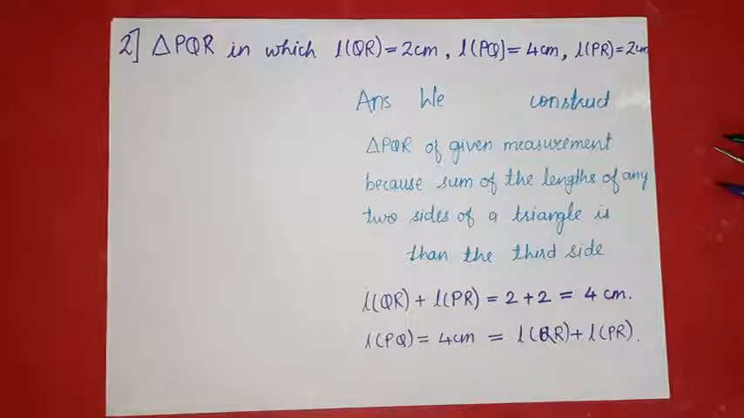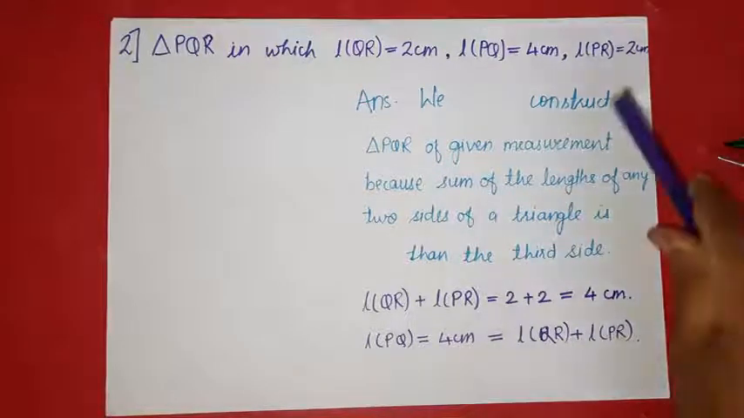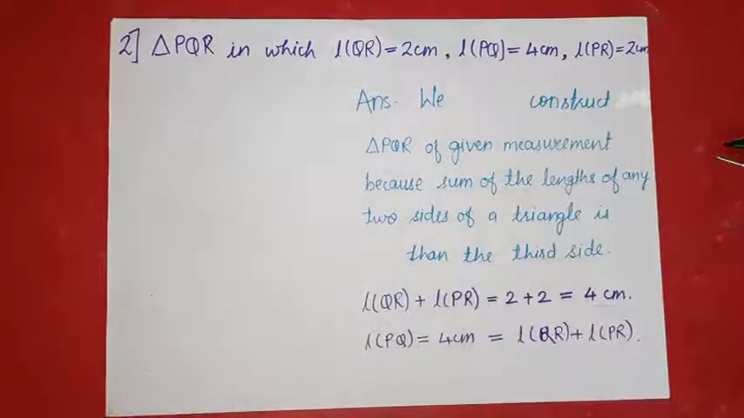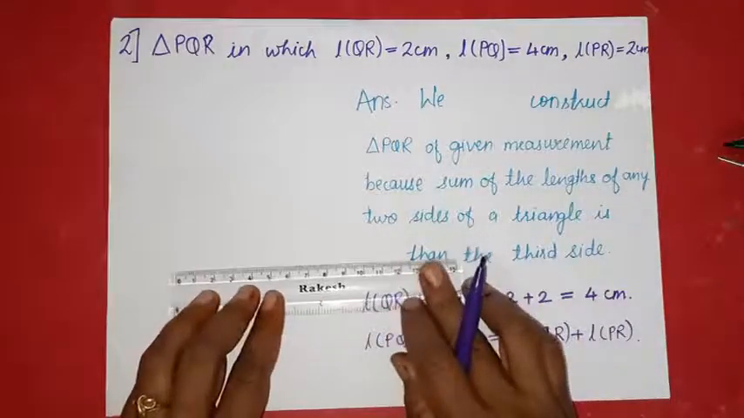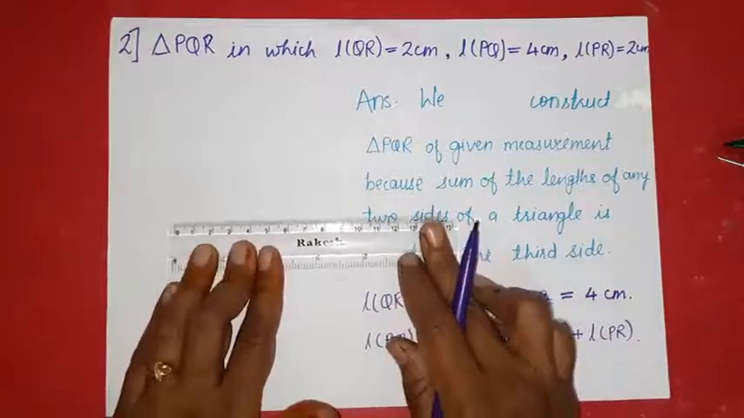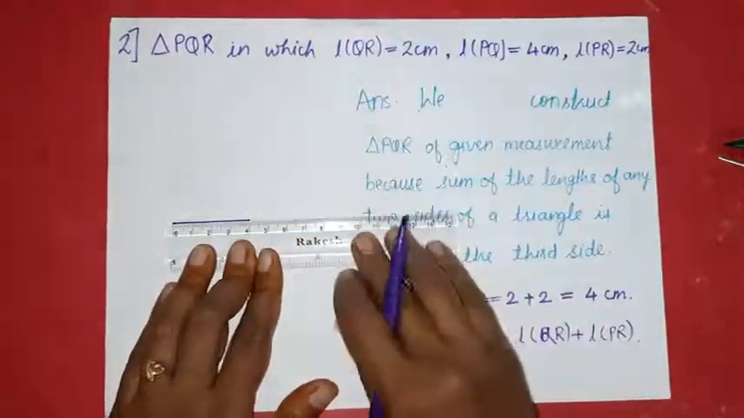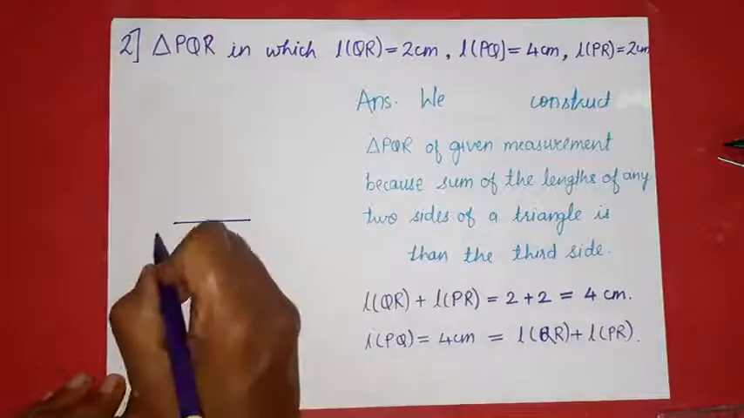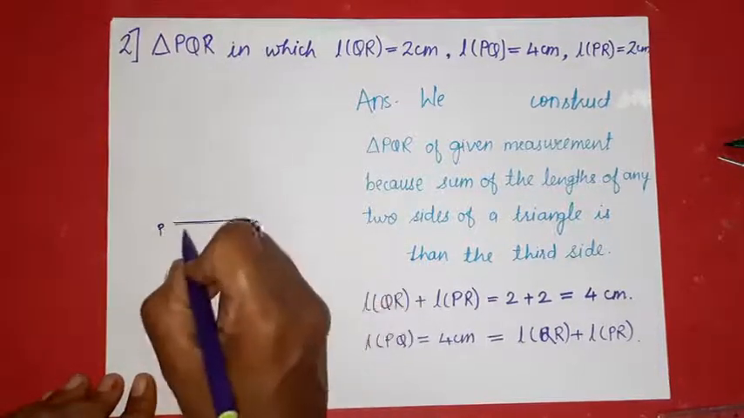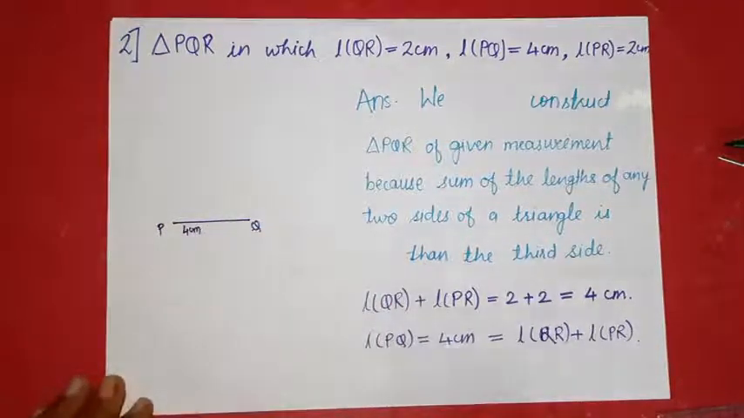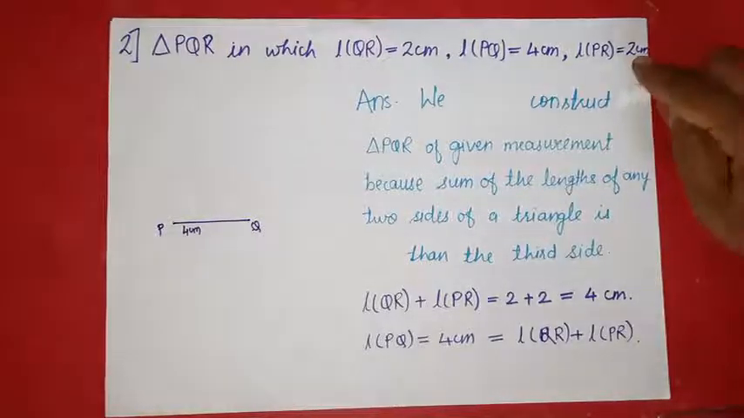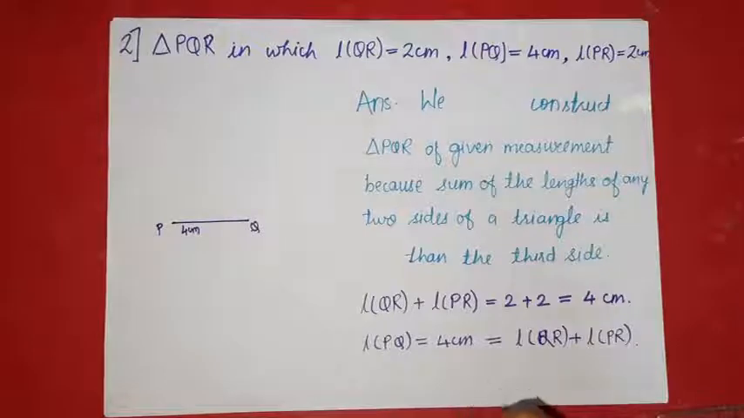So first we will draw the segment with greater length, that is, we will first draw segment PQ. So take your ruler, draw segment PQ of length 4 centimeter. Give the names here, PQ, it is of 4 centimeter, so we will write its measure here like this. Now segment PR is of 2 centimeter, so we will adjust it in the compass.